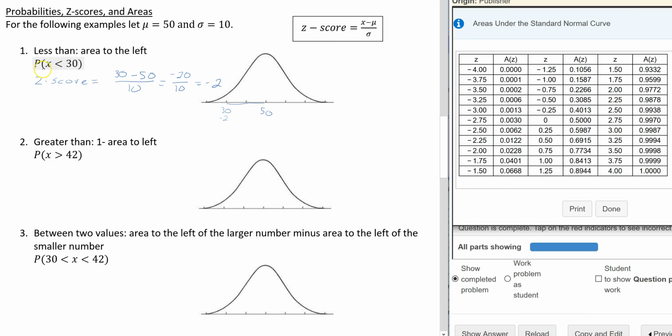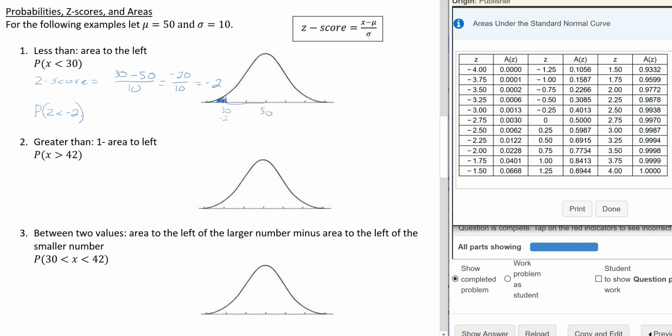We want to know the probability of all of the data values that are less than 30. So we want to know the probability, or the area under the curve, that is to the left of 30, or to the left of a z-score of negative 2. So I am now looking at the probability of z being less than negative 2.